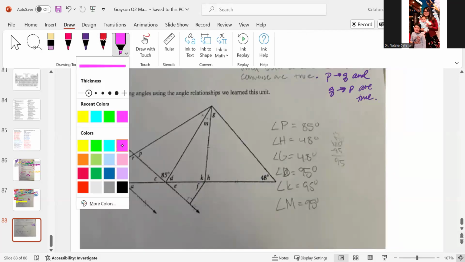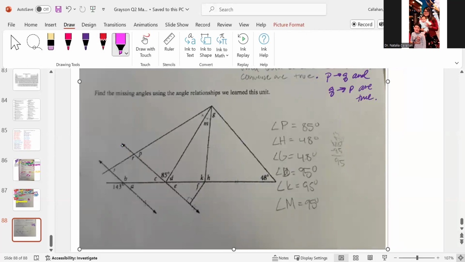So let's look at the parallel lines first. Which lines do you feel are parallel? Well, I don't know that, but this line right here, right? Oh, these two lines are parallel. Which one's going to be your transversal?